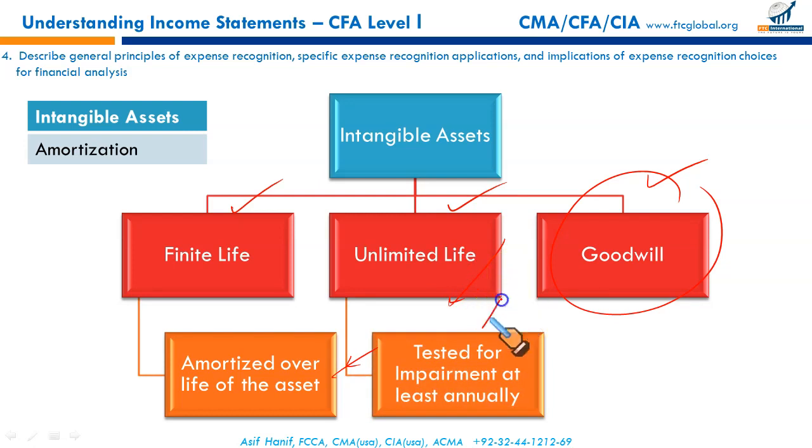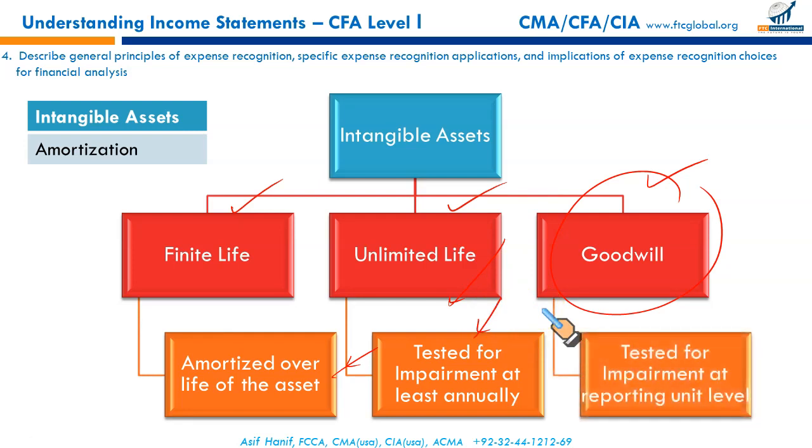They are tested for impairment at least annually. How do we do it? All coming. And goodwill is a third type of intangible. How do we test it for impairment? It is tested for impairment at each reporting unit level. How, where, when, you will never know, because this is specifically related to financial accounting, and I haven't seen any question that requires you to calculate goodwill impairment the way we do in professional accounting.